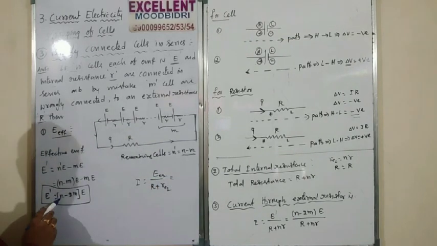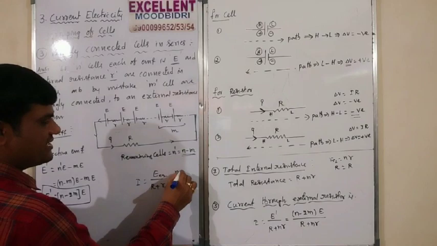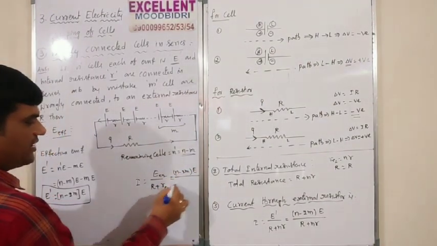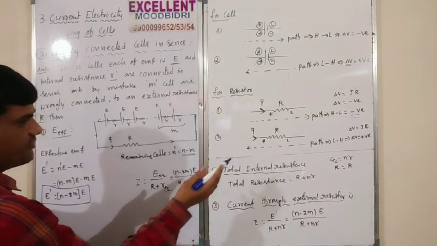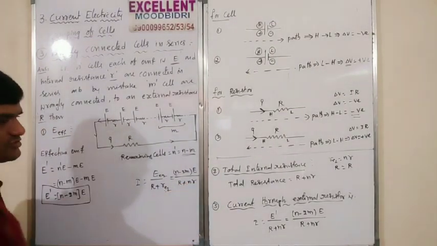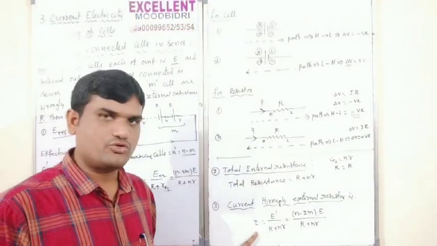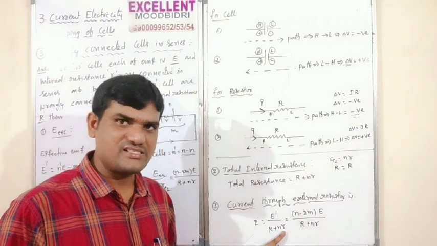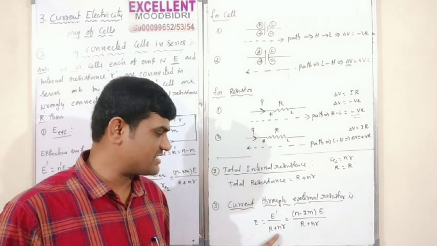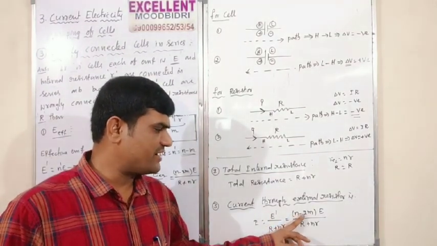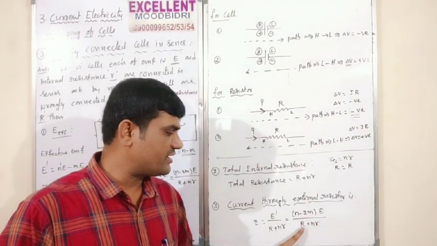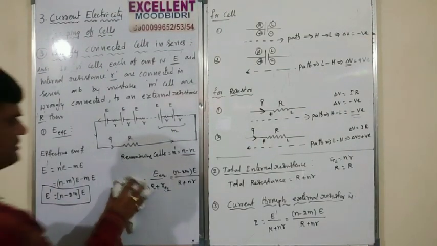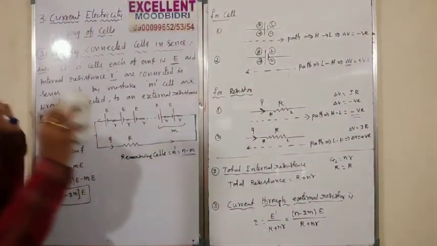E effective is (N minus 2M) into E, divided by R plus R equivalent, how much? N into R. So this is the formula: I is equal to E dash by R plus NR, right? R plus total resistance. E dash is equal to how much? (N minus 2M) into E divided by R plus NR. So previous also I want to give you this formula.